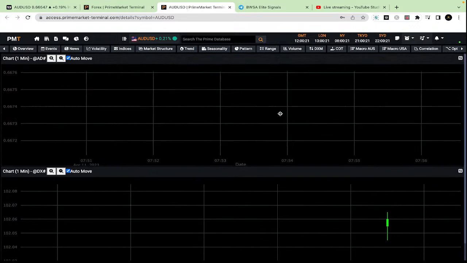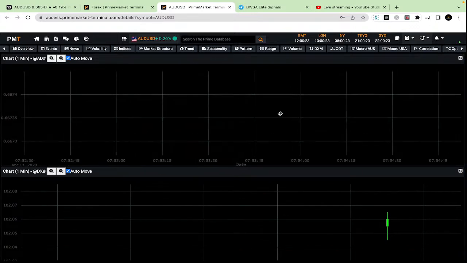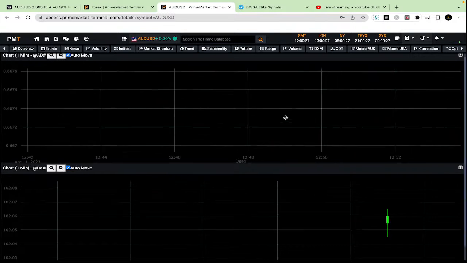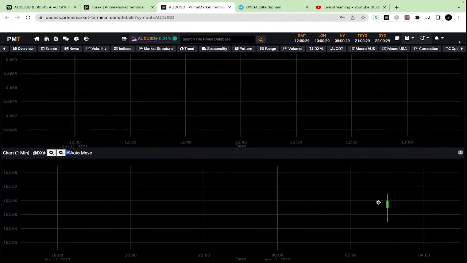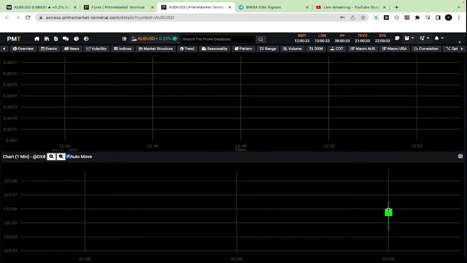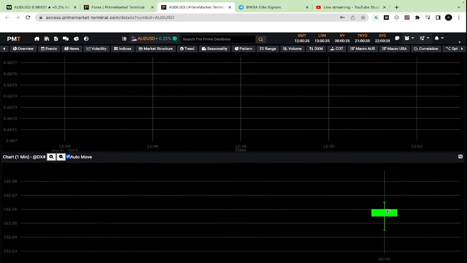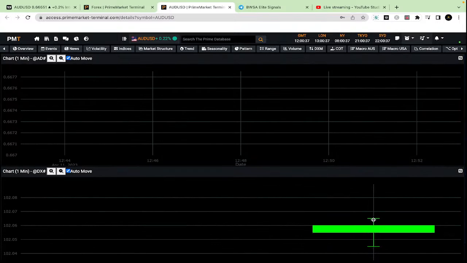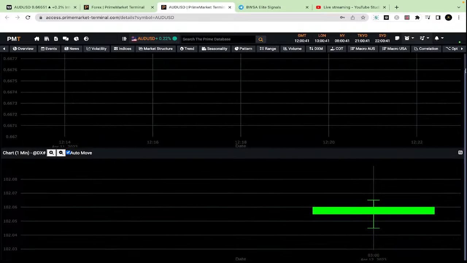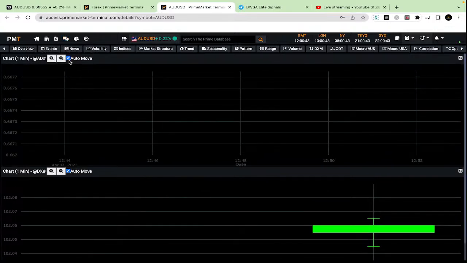A little far in. Now it's a little far out. This is the only thing that's bad about this, is that sometimes it's too far in, too far out. You know what I mean? Maybe if I take it off of auto move right here.